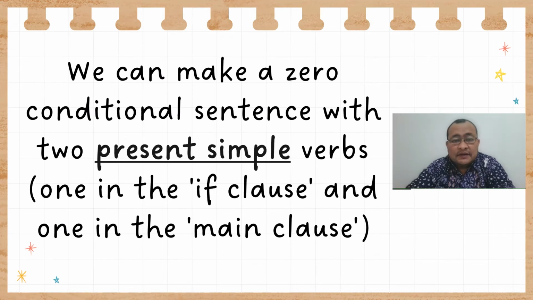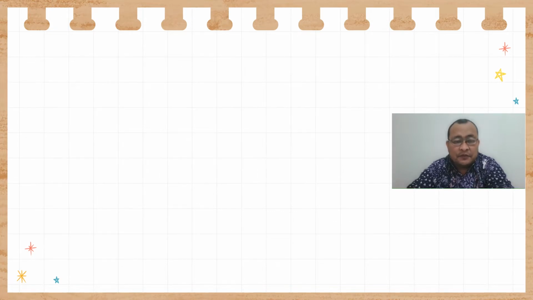Okay, now we can make a zero conditional sentence with two present simple verbs. So one in the if clause is in the present form, and one in the main clause also in the present form, in the present simple form.